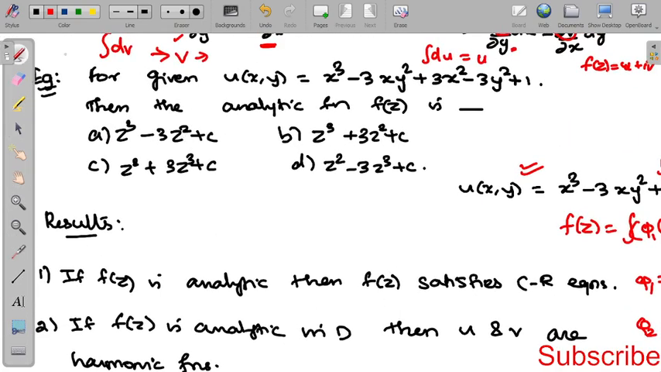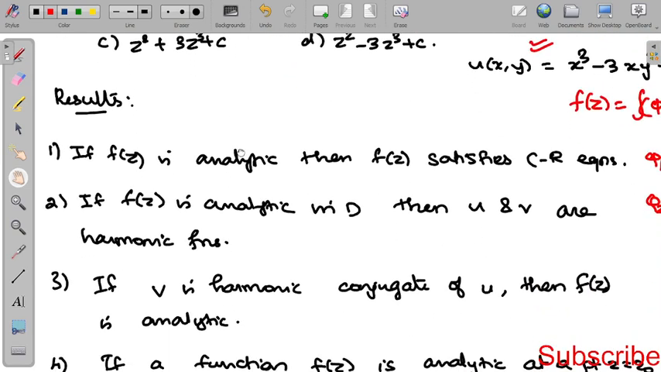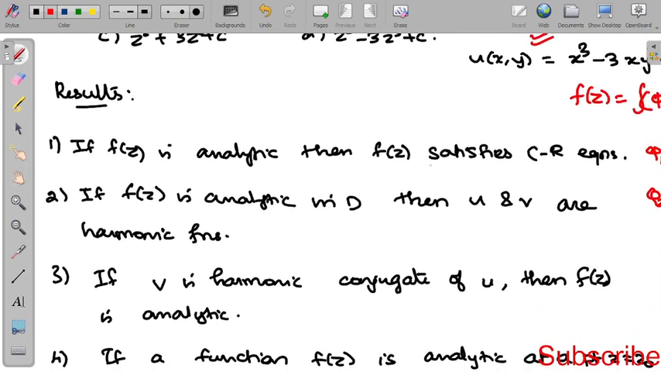So we can use the second one, Cauchy-Riemann. It gives a somewhat wider, more elongated solution compared with the first method. So the Milne-Thomson method is better. Now we can see the results. If f(z) is analytic, then f(z) satisfies the CR equation.